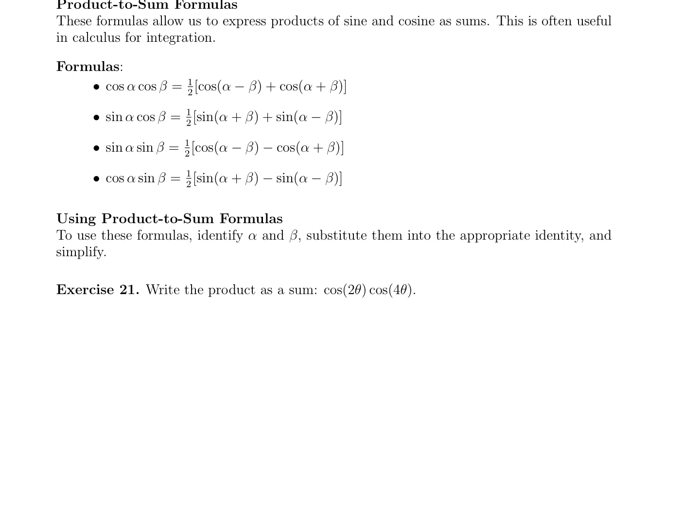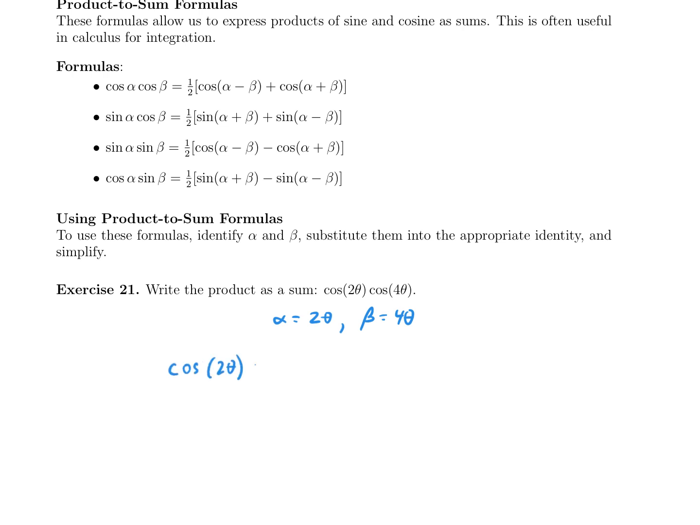So let's look at the very first example. The first example says write the product as a sum. As you can see, this is a product of cosine times cosine. We want to write it as a sum. So therefore, we're going to use the very first formula because it's in the form of cosine times cosine. So let's write what alpha is equal to. Alpha is equal to 2 theta in this case, and beta is equal to 4 theta. So now we can write out the formula.